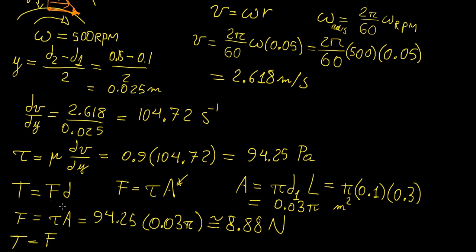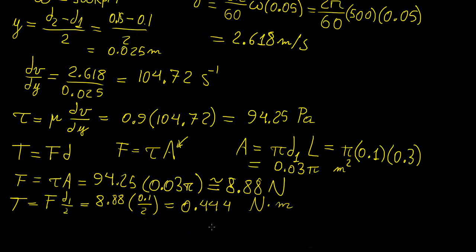And now the actual torque is just going to be this times, well, the distance from the center of rotation. So that's just going to be the radius of the shaft. So we're going to have d1, which is the diameter of the shaft, over 2. So 8.88 times 0.1 over 2. And that's going to come down to 0.444 newton meters. And that's going to be our final answer.